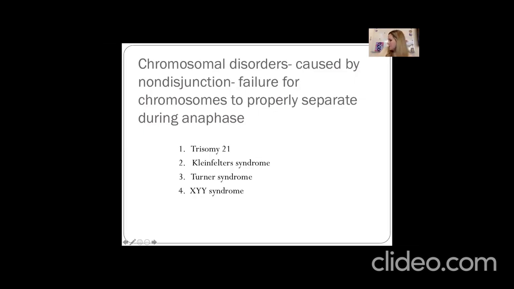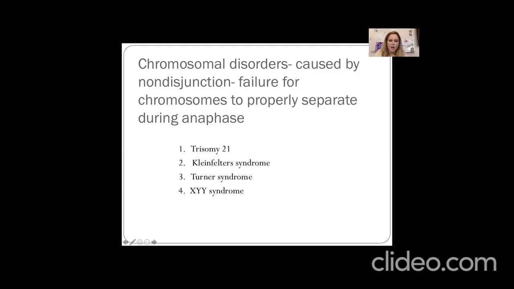So if you're looking on page 175, you're going to define the word non-disjunction. How does a person end up with an extra chromosome? How does a person with Down syndrome, how did they end up with an extra chromosome number 21? And it's this thing called non-disjunction.